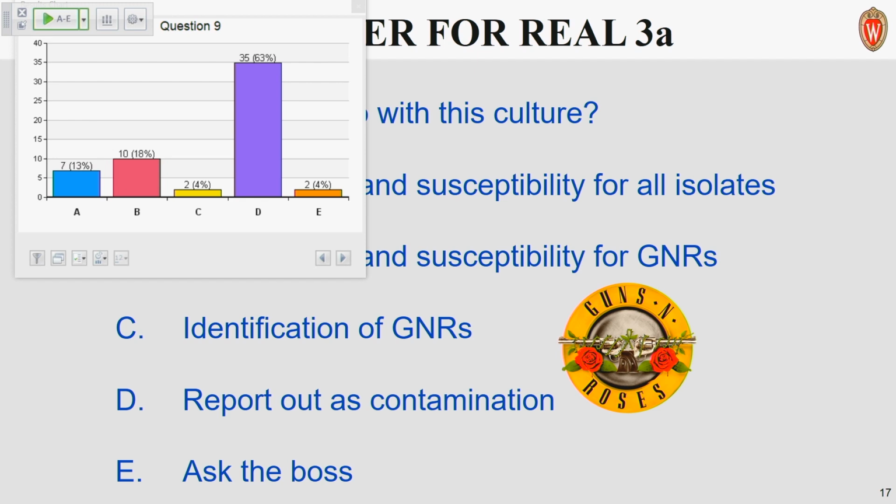It looks like some of the folks are focusing on the gram-negative rods. Correct. Okay, that's fine.